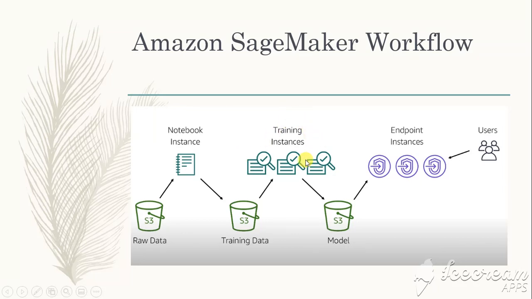Now, according to your attributes and all that information, the training instance, there are several types of training instance, I will explain it later, will process this data and make the models. With the models, you are providing endpoints. An endpoint is nothing but an API. Maybe it could be a service API, something like a framework API.